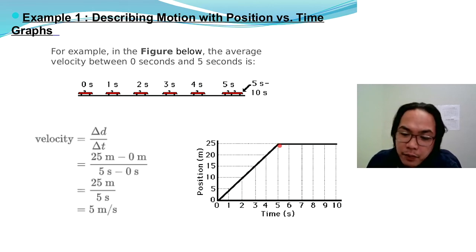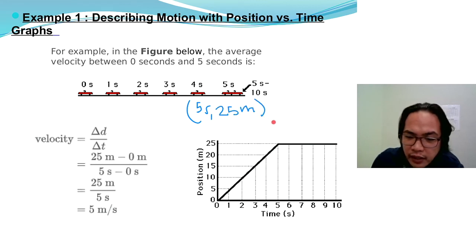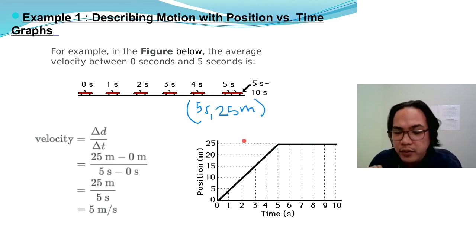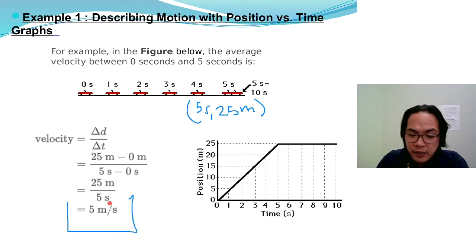Your displacement or position, in 5 seconds, you have 25 meters. So in 5 seconds, you are paired with 25 meters. And then, of course, in 0 seconds, you are paired with 0 meters. So using the formula, distance divided by time, you just plug in the numbers. 25 is your final displacement minus 0, which is your initial displacement, divided by 5 as your time minus 0. 25 divided by 5 equals 5 meters per second.